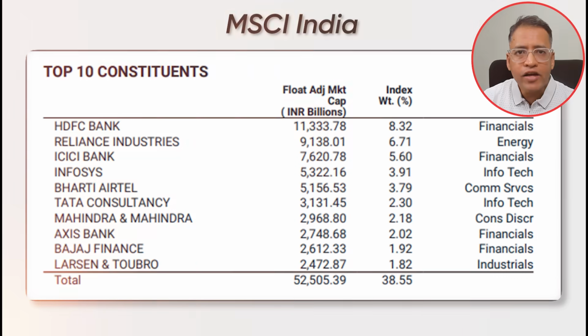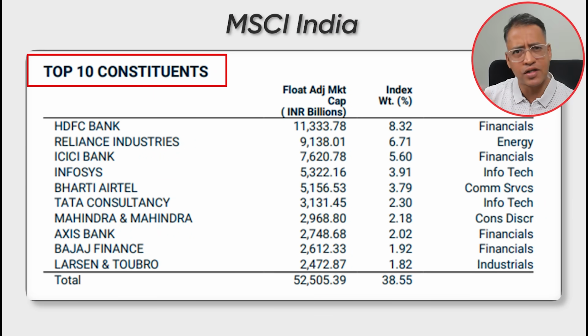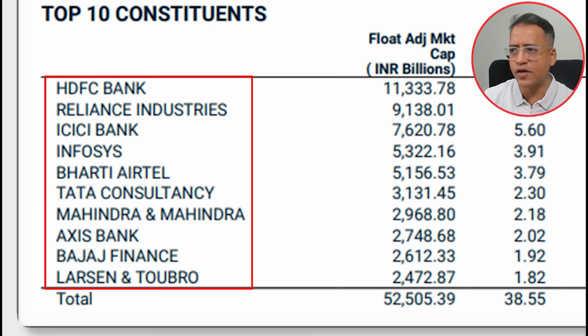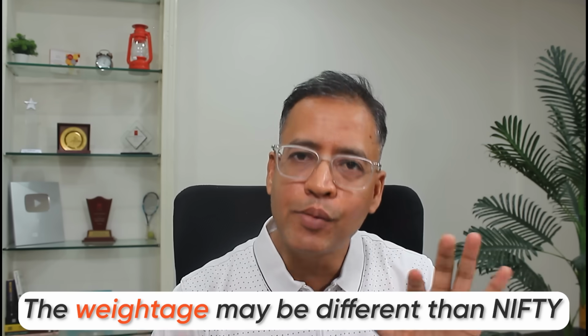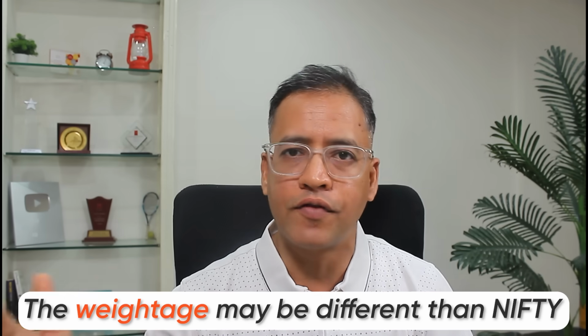Now, I'm not going to explain what this MSCI India Index is and how it is built. That is going to be a separate topic in itself. But very briefly, MSCI India has got top 10 constituents, just like Nifty. And you can see the list here, likes of HDFC Bank, Reliance Industries, etc. Here, the weightage may be very different from what we see in Nifty. So this is not Nifty, it's an MSCI India Index.